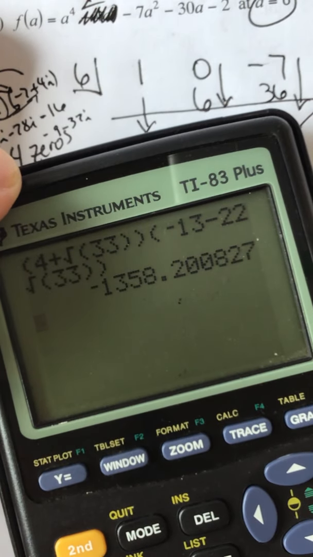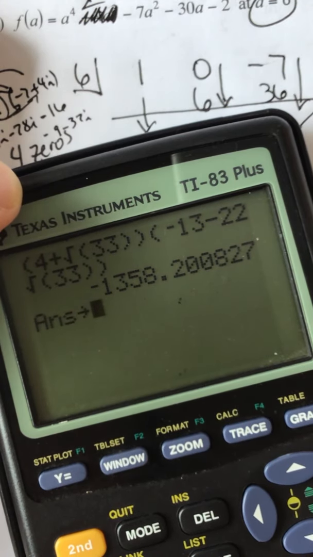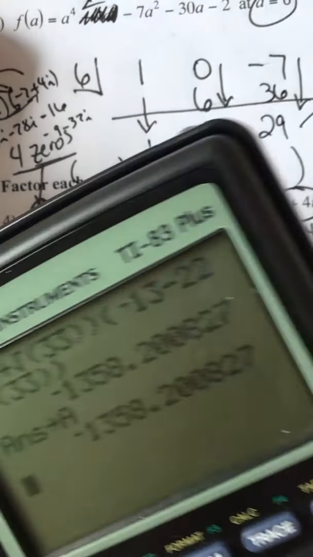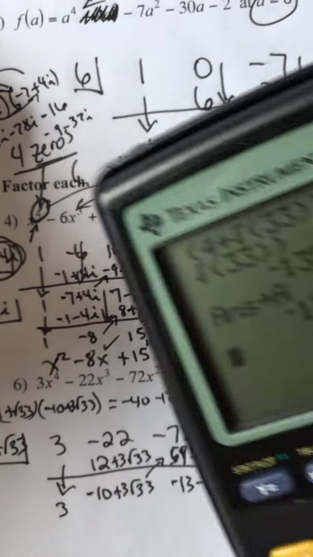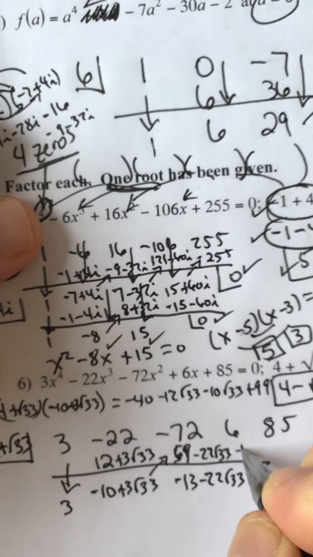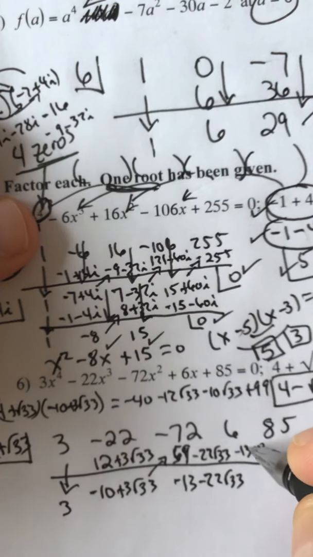Now the calculator is going to give that to me as a decimal. I don't really like it as a decimal, but it's going to be a decimal. But I need all of that decimal, so I'm going to store that in A, so I don't lose any of that. It's the difference between doing it exactly and the calculator has to round that a little bit. Okay, but I'm going to store it in A so the calculator can handle it as much as possible. So it's right around negative 1358. So that's an estimation, but I have it on my calculator.